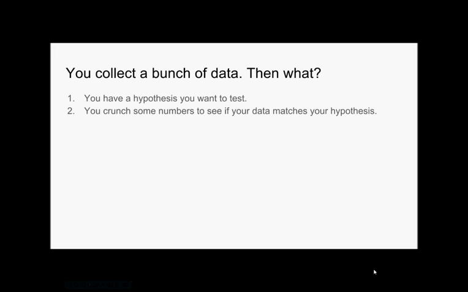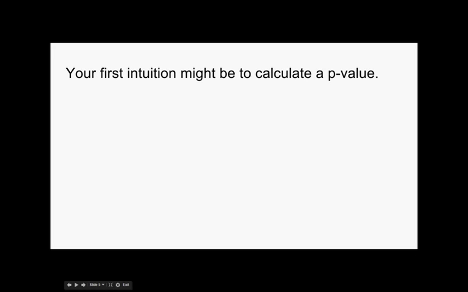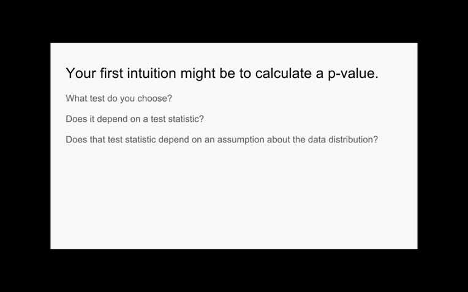So the central question you probably have is, you collected a bunch of data and you have a hypothesis you want to test. So how do you actually do that? You're going to crunch some numbers, presumably, to see if the data you have matches your hypothesis. And given your previous knowledge, your first intuition might be to calculate a p-value. But what test do you choose to do that? Does that depend on a test statistic? Does that depend on a data distribution shape? And actually, what exactly is a p-value?